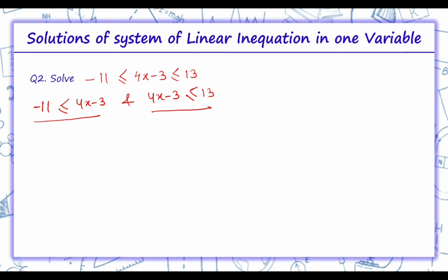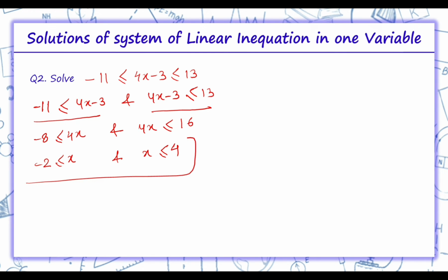This is one method, and the other method is that we can solve both the inequations simultaneously. When we solve this, over here on the right hand side we have minus 3. So we will add 3 on both sides. We will get minus 8 is less than or equal to 4x. Thus we get minus 2 is less than or equal to x. So here we got x is greater than or equal to minus 2. Similarly, over here we have to remove 3. So we will add 3 on both sides. So 4x is less than or equal to 16. Thus here we get x is less than or equal to 4.